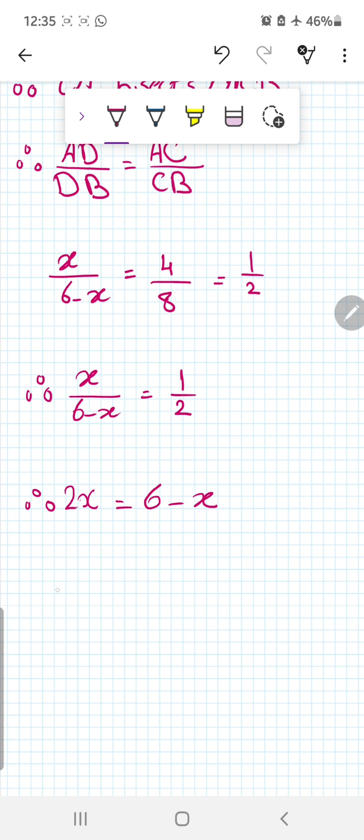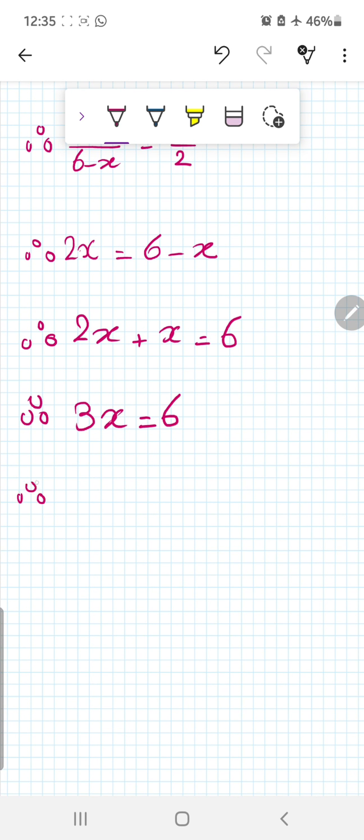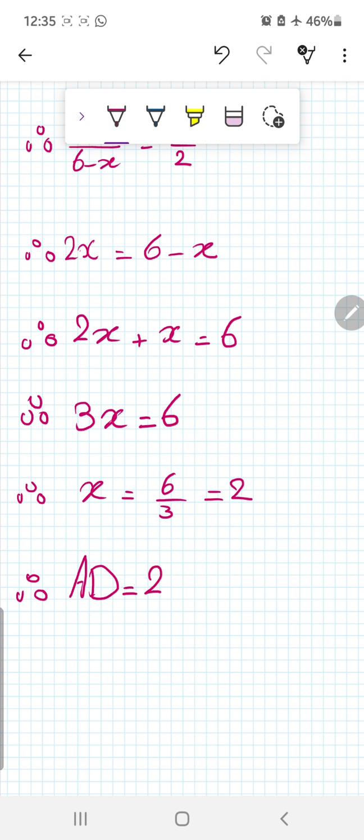Move X to the other side by plus, so 2X plus X equals 6. We get 3X equals 6. Move 3 to the other side, so 6 divided by 3 is 2, which is X, the length of AD. So AD equals 2 centimeter, and he wanted to get the length of AD. Okay, thank you.